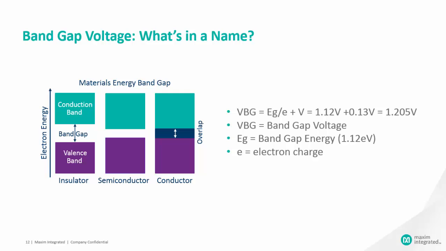The bandgap voltage reference is based on the bandgap energy of silicon, which is 1.12 electron volts. The corresponding bandgap voltage is 1.205 volts. The bandgap voltage is the voltage potential that an electron in the valence band must overcome to move freely and conduct current. The silicon bandgap voltage is temperature invariant. Perhaps not surprisingly then, when we search for a temperature invariant voltage, we find the bandgap voltage reference.